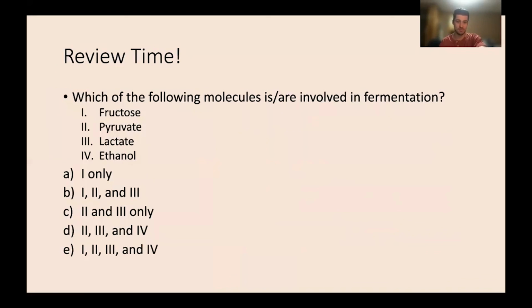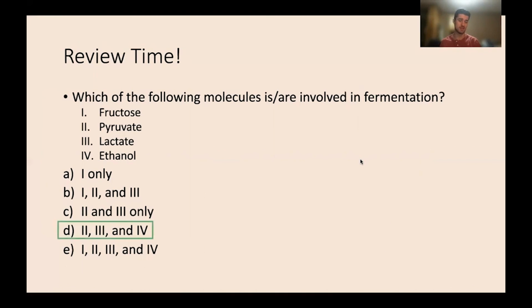Okay, and this brings us to our last review question. Again, take a minute, read it over, and we will go over it. Which of the following molecules is or are involved in fermentation? We have Roman numerals 1 through 4, and then our choices A through E.